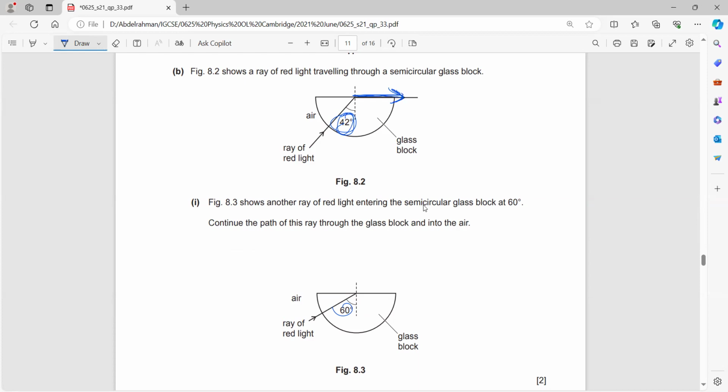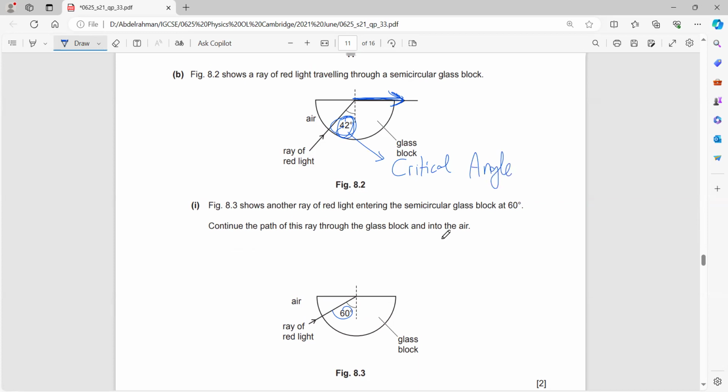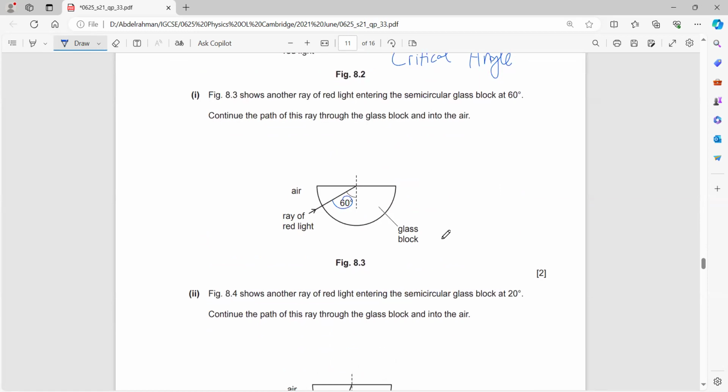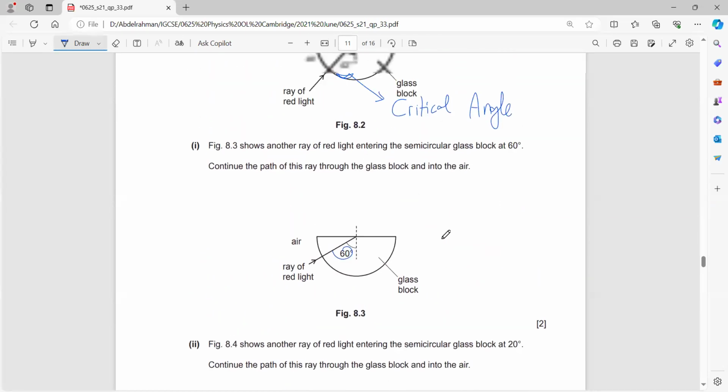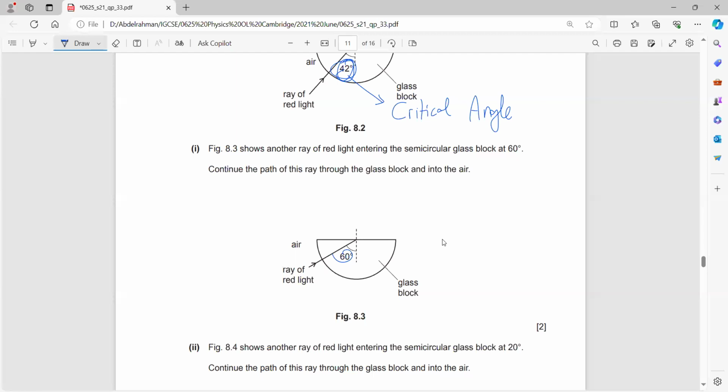When it moves along the surface, this angle is called what? It's called the critical angle. Right? Now, what happens when the angle increases above the critical angle? Yes, total internal reflection. We must memorize it. What do I mean by total internal reflection? It will reflect back with the same angle.